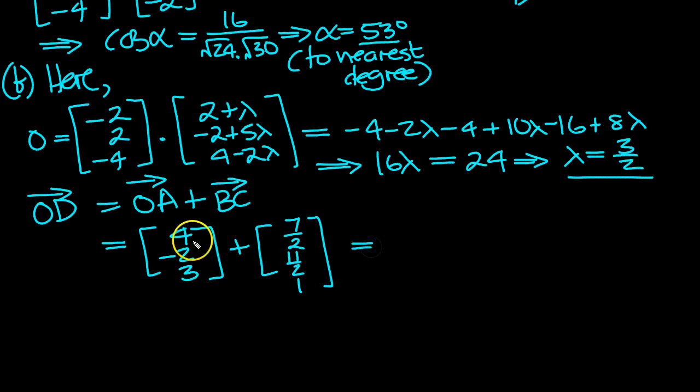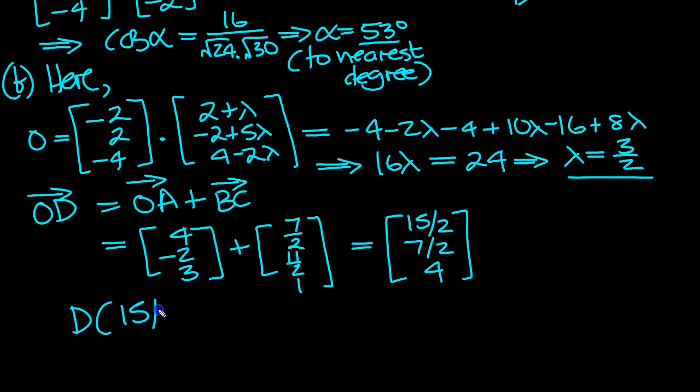So what have we got? 4 plus 7 over 2 is 15 over 2. -2 plus 11 over 2 is 7 over 2. And 3 plus 1 is 4. So D has coordinates 15 over 2, 7 over 2, and 4. And you can check the algebra more carefully if you need to.